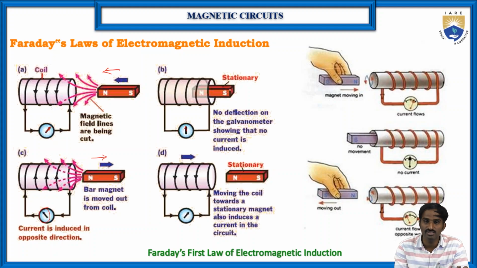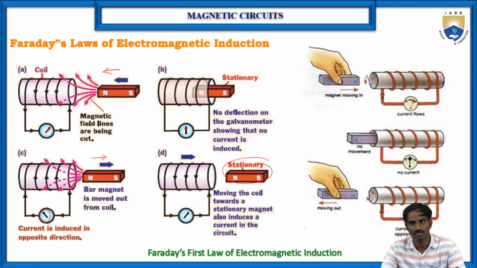But here in case B, the magnet is stationary, which means the field is stationary, so there is no current flowing through that coil. And in case D, in this figure, the magnet is still stationary, but the coil is moving towards the magnet. Because the coil is moving towards the stationary magnet, the flux linking with this coil changes, so an EMF is induced in that coil and current flows in it, right?